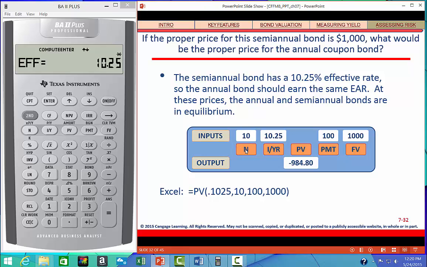And so you have 10 for N, put in your effective annual rate for the interest rate, your $100 payment, and the $1,000 future value. And we're not dividing anything by 2 because this is an annual bond that we're discounting with a semi-annually compounded rate. And so if you entered these numbers into your calculator, you would get $984.80. So I don't really care for this example that much, but this is how you would do it.